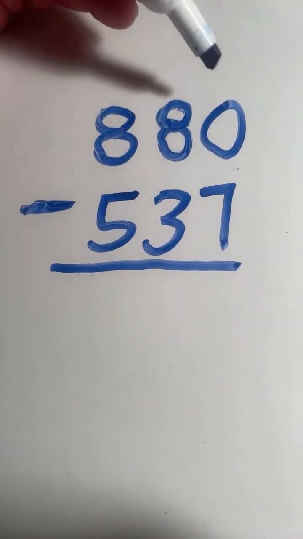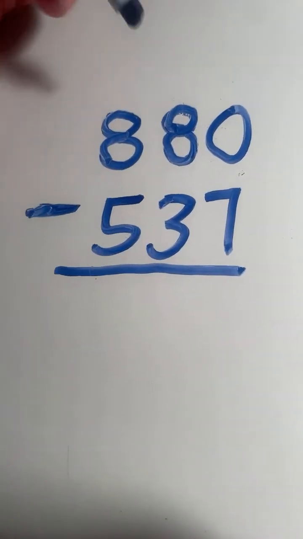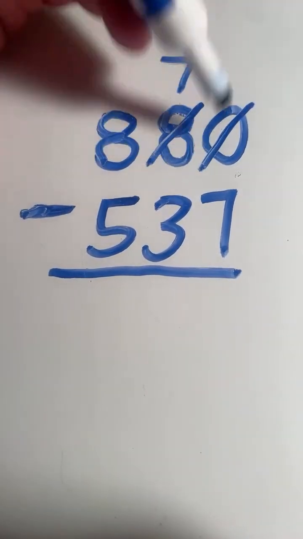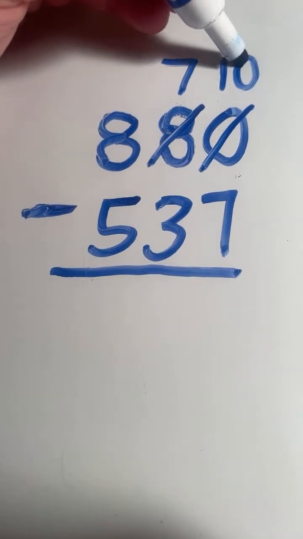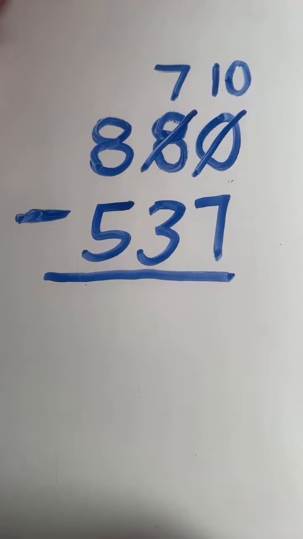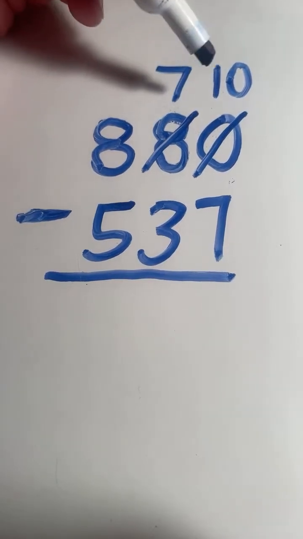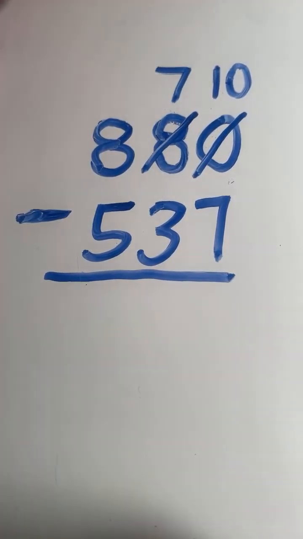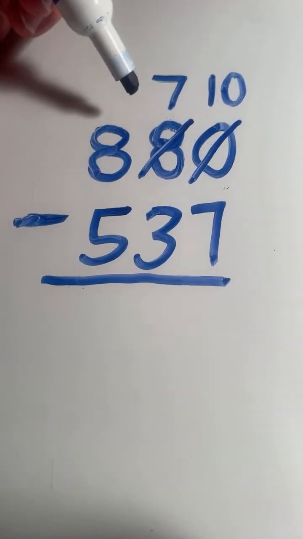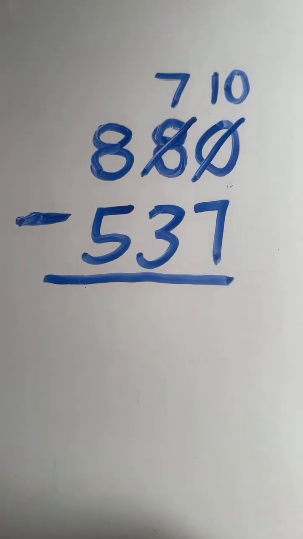I always like to regroup from left to right, and then I subtract from right to left. So the 8 becomes a 7, and the 0 becomes a 10. And now we are ready to subtract. It really doesn't matter which step you do first when you're regrouping, whether you take away 1 first or add 10 first, as long as you remember to do both steps. But I always like to do the regrouping from left to right and then the subtraction from right to left. But we are ready to subtract.